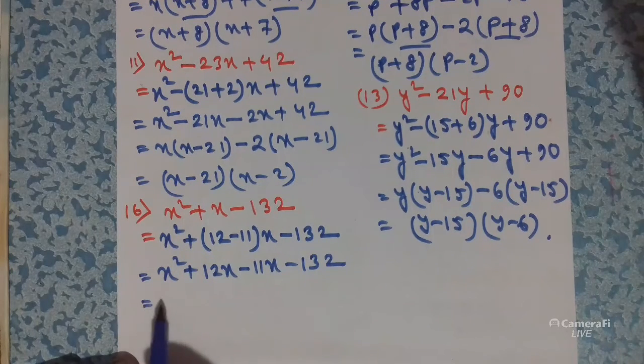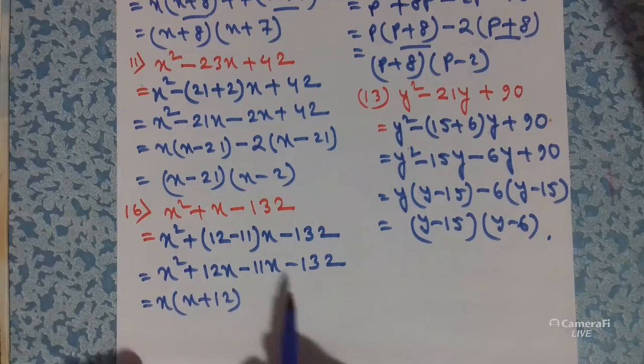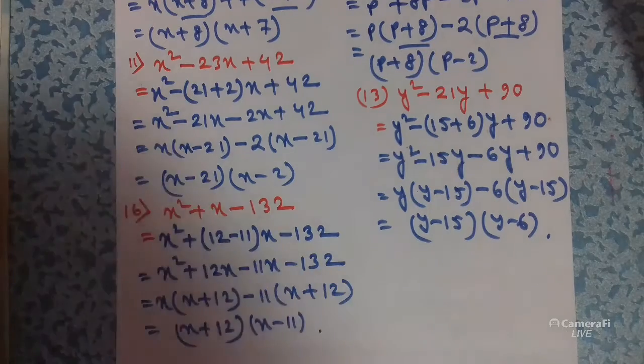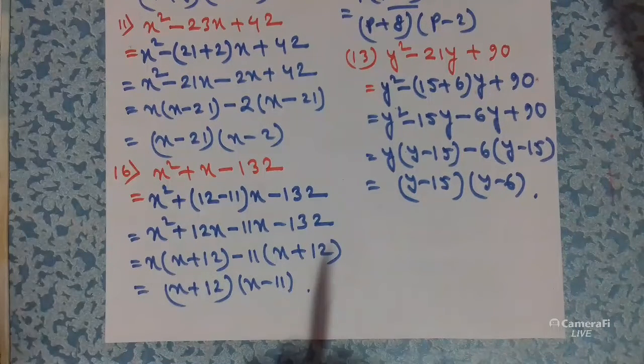So from the first two terms we can take x as common, so x plus 12 will be left, and from the last two terms we can take minus 11 as common, so x and minus minus plus 12 will be left. So again we can take x plus 12 as common, so x minus 11 will be there. I hope all of you understood. Next problem.